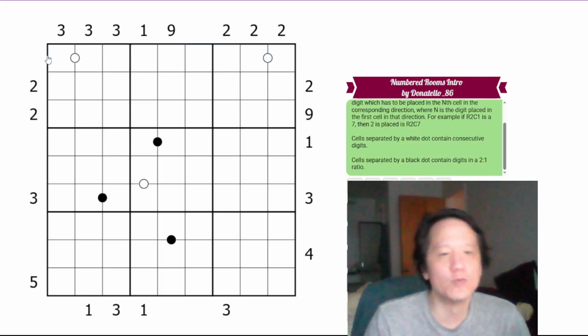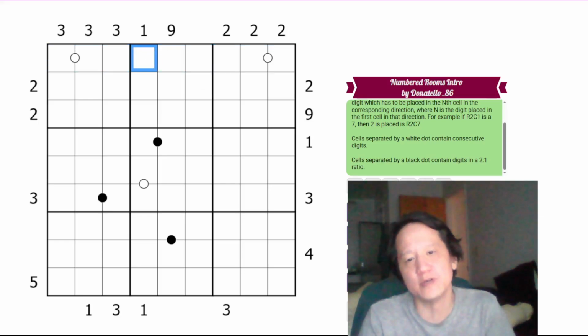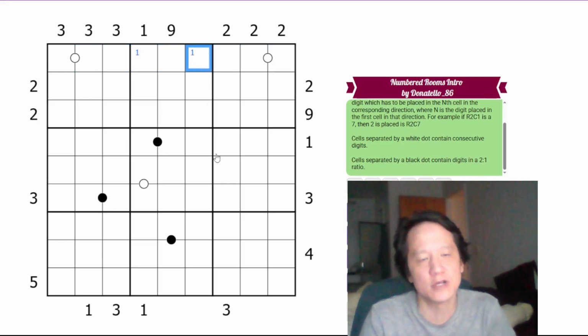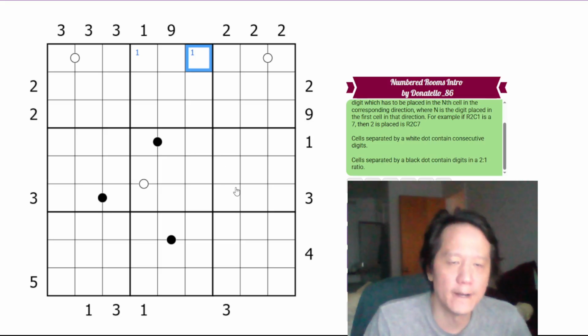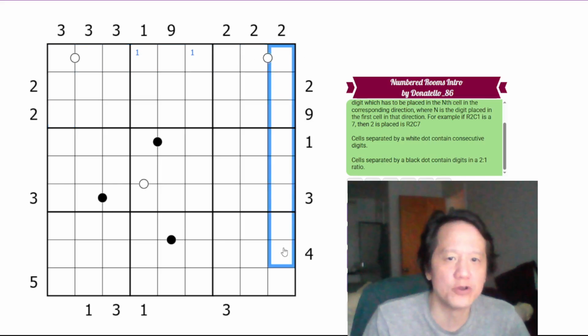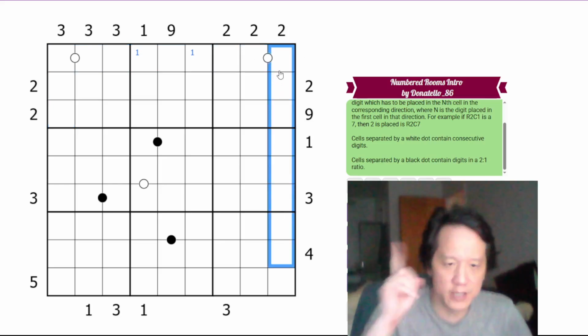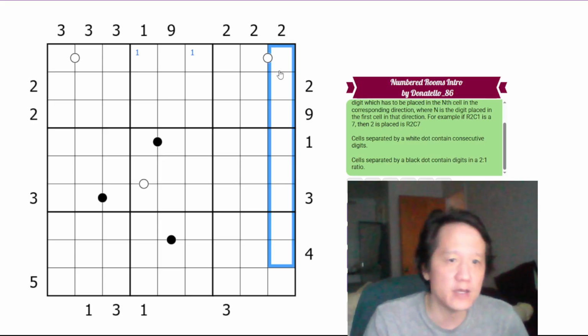So where is the 1 in row 1? It has to be either here or here. That's always going to be the case for numbered rooms clues. Another deduction you can make is this.